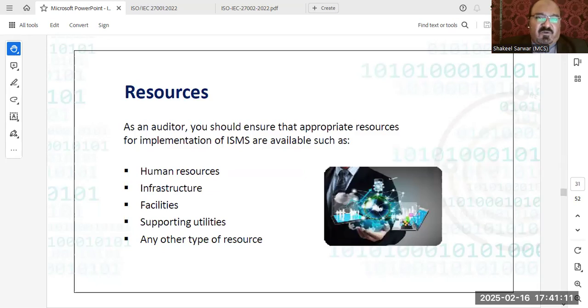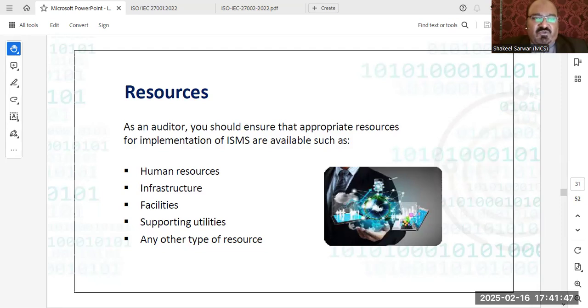All resources needed for operating ISMS should be identified. Resources include not only human resources, but supporting utilities, including infrastructure and work environment as well. For example, the 5M plus 1E technique: 5M refers to man, machine, material, methods, measurement, and 1E refers to environment. So the 5M plus 1E technique can be used to identify resources.